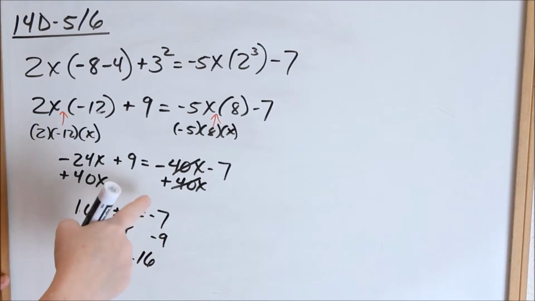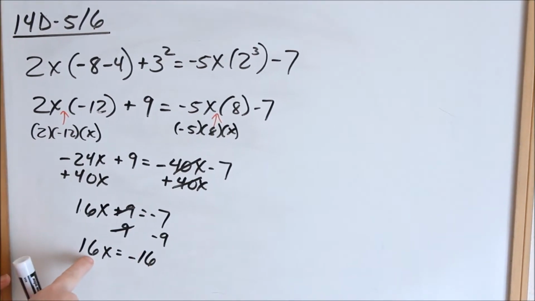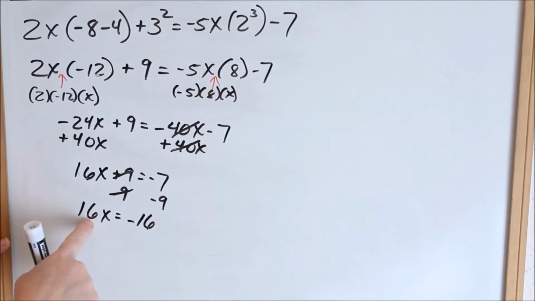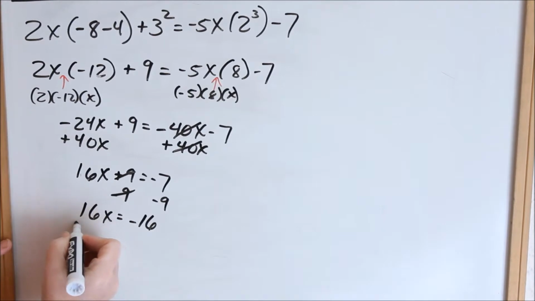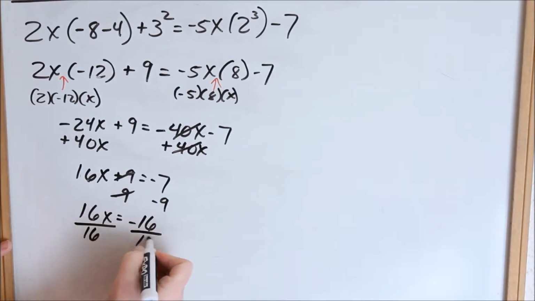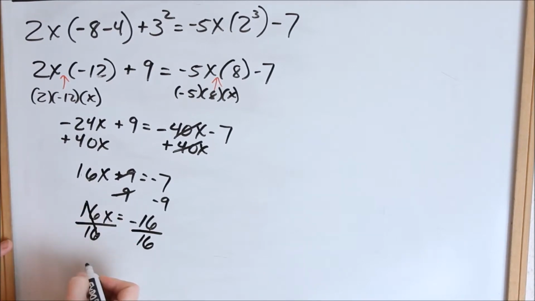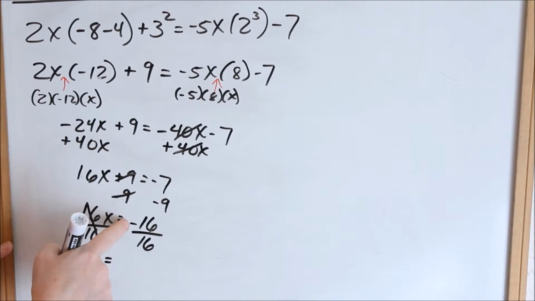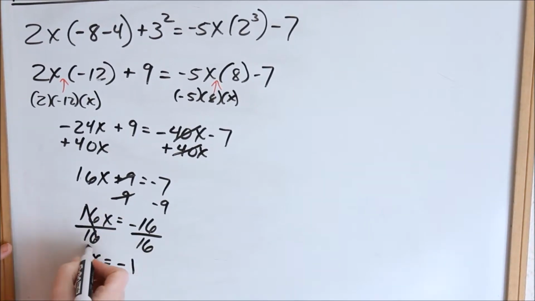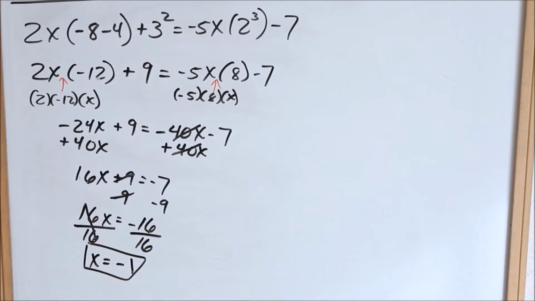You're adding these together. Now remember to get rid of this. When you have a number in front of x, that means 16 times x. The opposite of multiplication is division, so I need to divide to get it to go away. Whatever I do to one side, I do to the other side. So 16 divided by 16 is a 1x, or just x. A negative divided by a positive is a negative, and 16 divided by 16 is 1. So x equals negative 1.